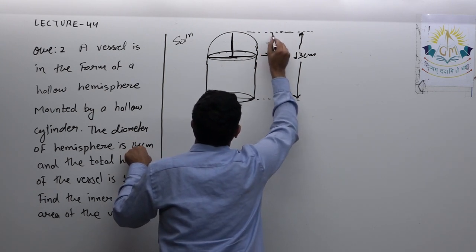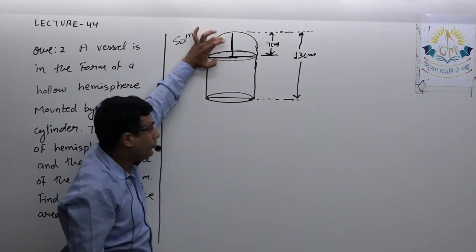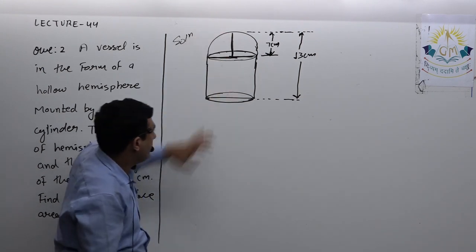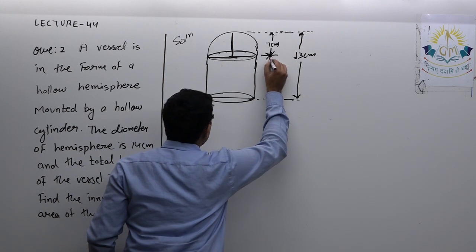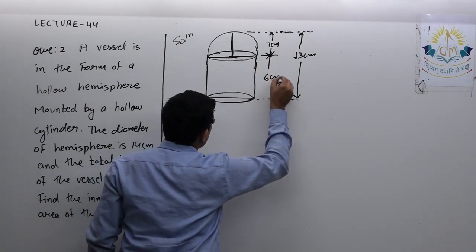By using this, it is given the diameter of the hemisphere is 14. That means the radius of the hemisphere is 7. So this height is 7 and the complete height is 13. It means we'll get the height of the cylinder by subtracting this. That will be 6 centimeters.